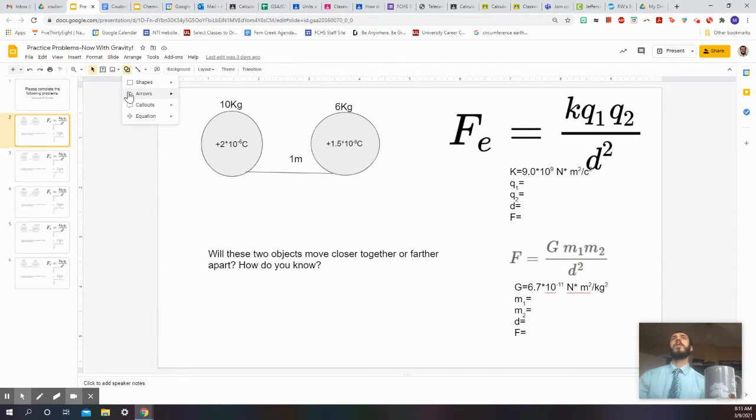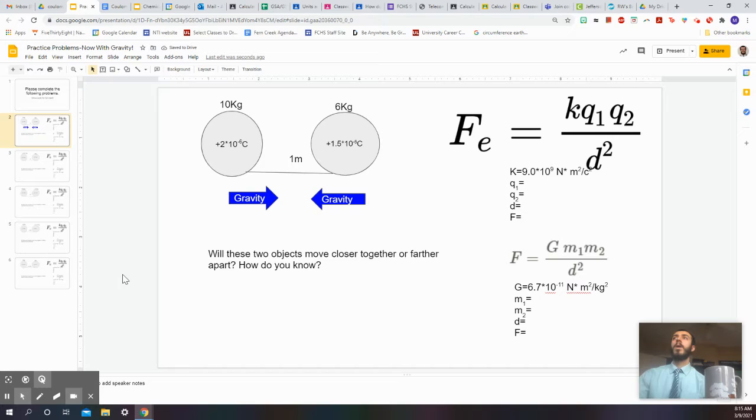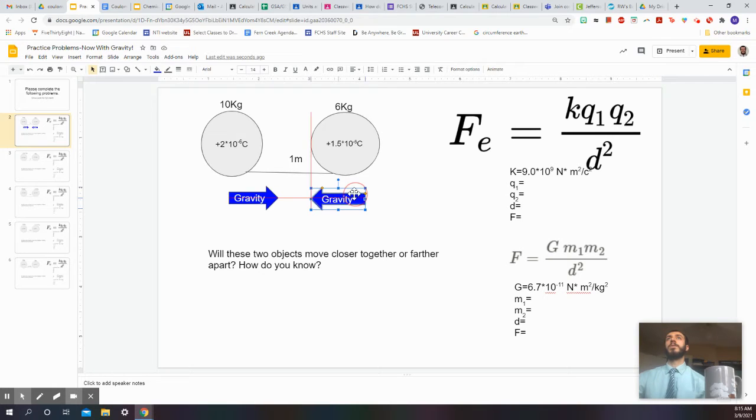You don't need to draw this in if you don't want, but you certainly can. I know the force of gravity is always going towards each other. So if I want to think about the force of gravity, I know it's always moving towards one another. Let's make gravity blue. So gravity is always moving towards each other, and I made these arrows to represent that.